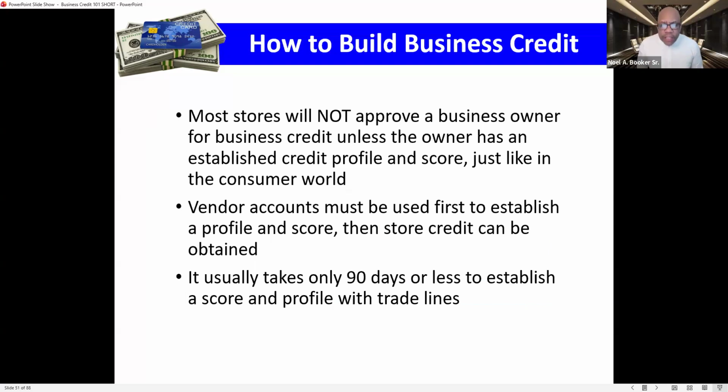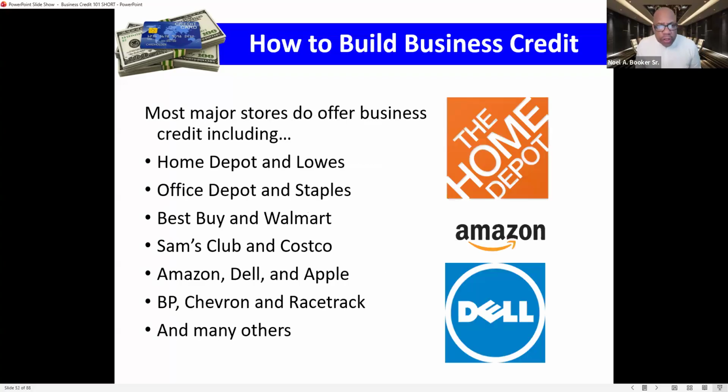Vendor accounts must be used first to establish a profile and score. Then store credit can be obtained. It usually takes about 90 days or less to establish a score and profile with trade lines. Okay. Here are some major stores that do offer business credit, but you just can't run up on these.